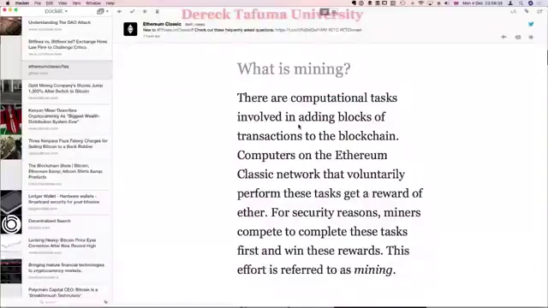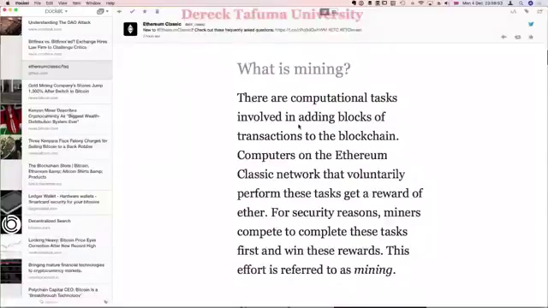When a transaction takes place or when information that has to be added to a block is transmitted to the network, your computer is notified. They call it a broadcast. Your computer is notified, and when your computer is notified, it gets to work.